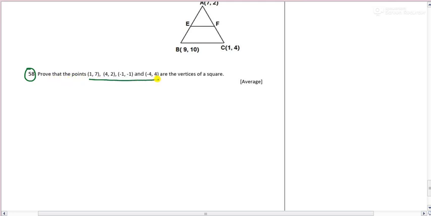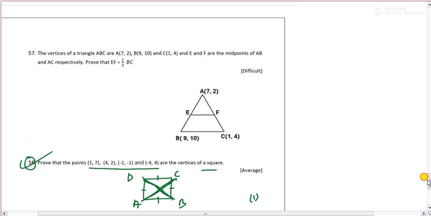Prove that the points are vertices of a square. Vertices of a square means all sides should be equal. Second, the diagonals must also be equal. So you have to use the distance formula six times: AB, BC, CD, AD, and AC, DB. Using that you can do this. So no need for me to explain it in detail. It's an average question, not a difficult one.